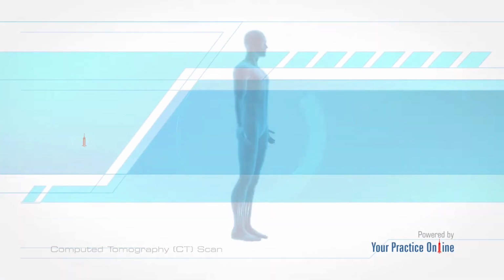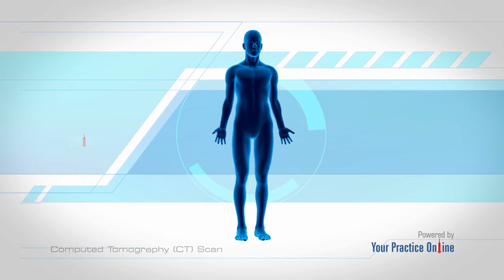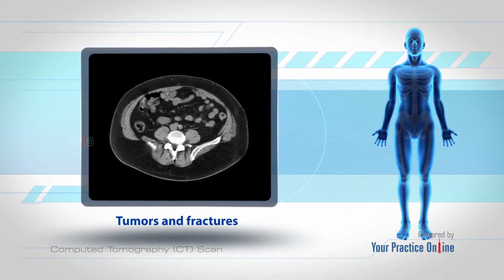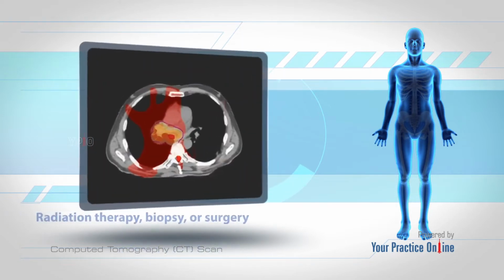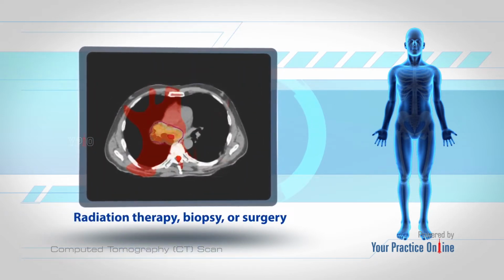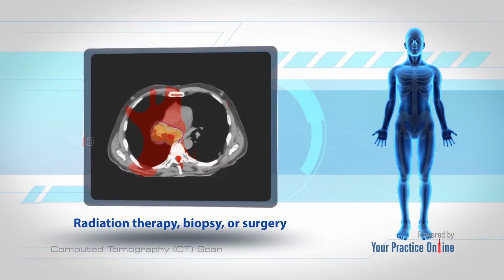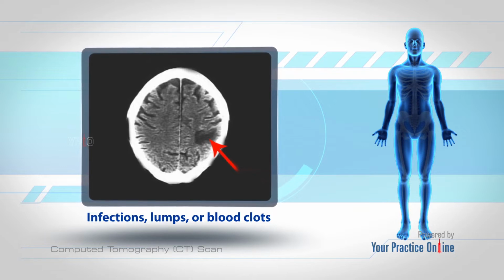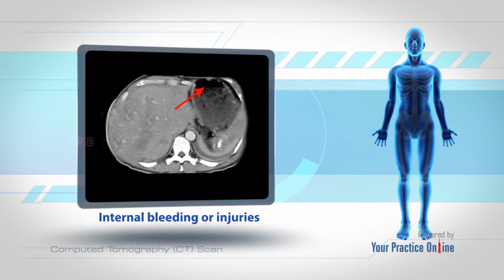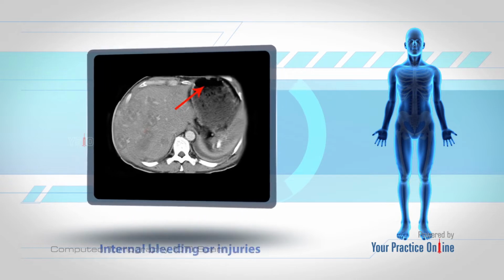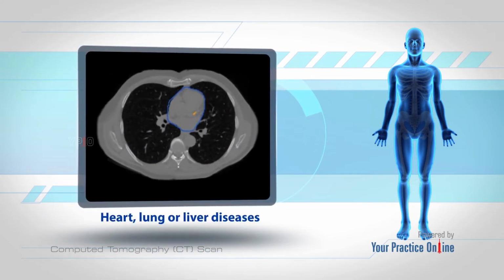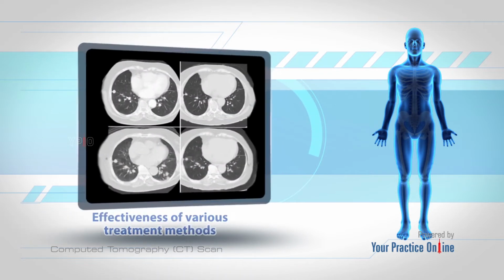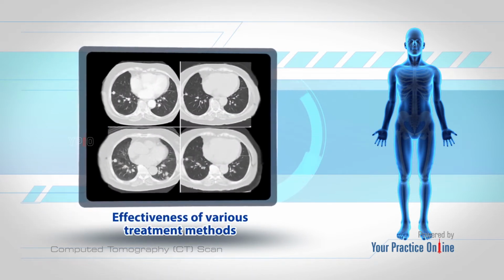Indications. CT scans are indicated for the following: identification of various musculoskeletal disorders, such as tumors and fractures; as guidance for medical procedures such as radiation therapy, biopsy, or surgery; to accurately locate infections, lumps, or blood clots within your body; to detect internal bleeding or injuries; to identify the presence and monitor conditions such as heart, lung, or liver diseases; to determine the progress and effectiveness of various treatment methods.